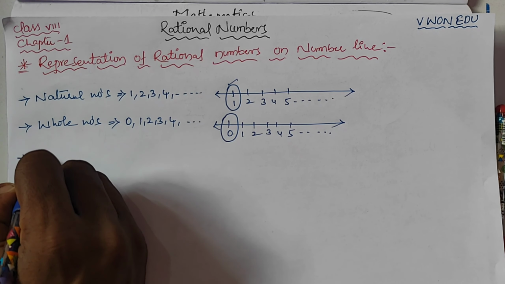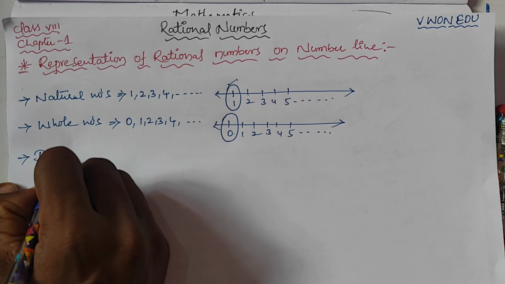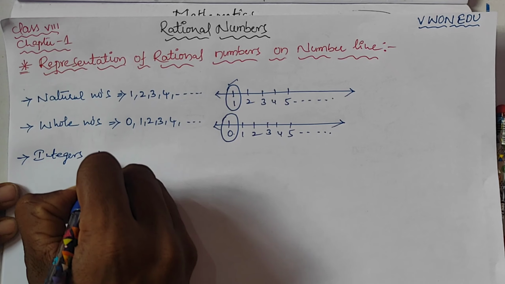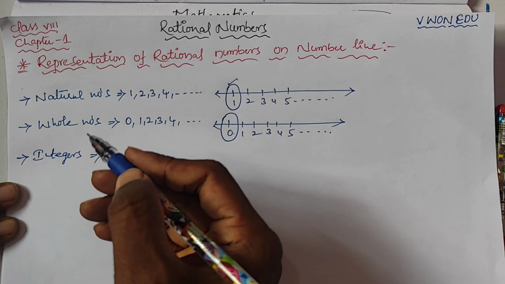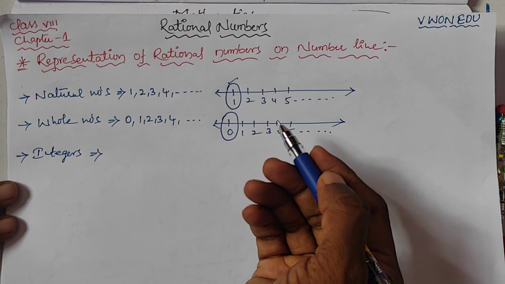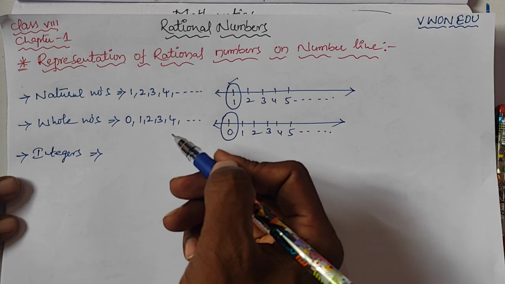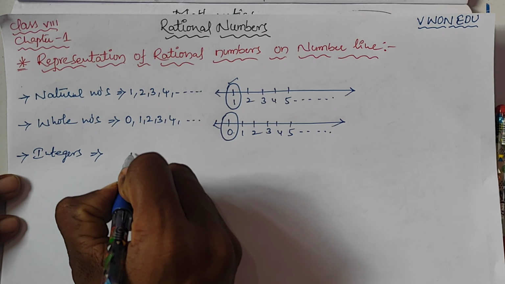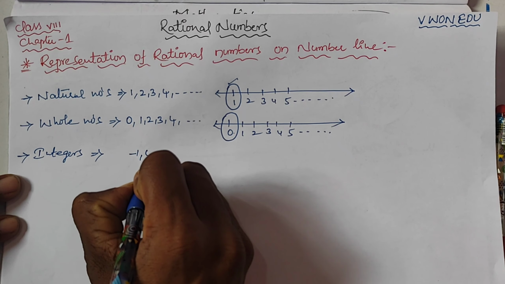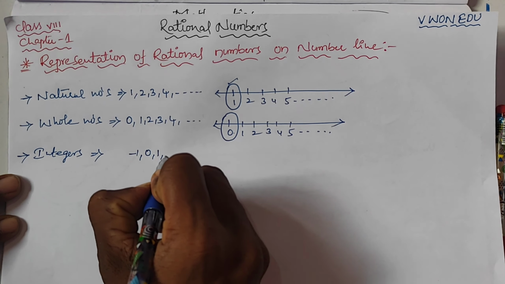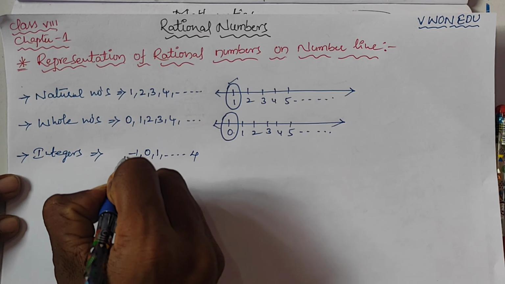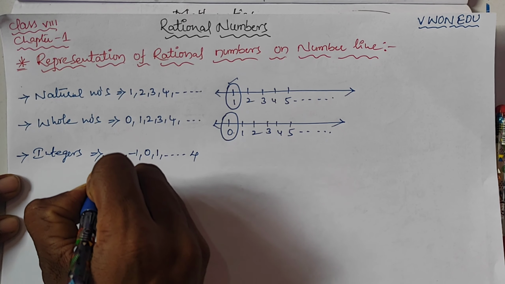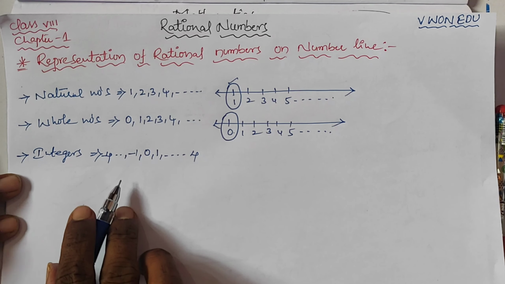Next one is about integers. So what are integers? Negative numbers, 0 and positive numbers. The combination of those three is called integers. That means in integers we get negative values, 0 and positive values: plus 1 and so on, and minus 1 and so on, up to minus infinity.